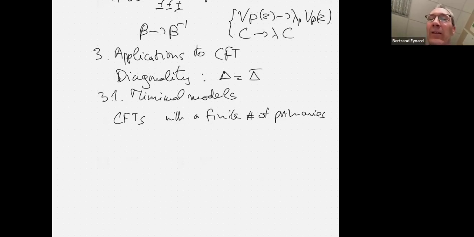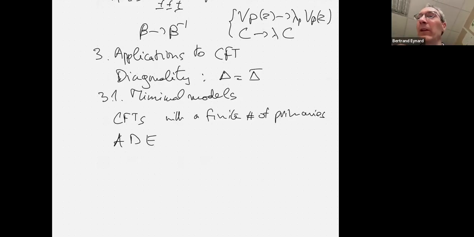It's an ADE classification, meaning you have three series: the A series, the D series, the E series. It doesn't really show that these minimal models exist, because just having a modular invariant partition function is not a sufficient condition for a CFT to be consistent. But in this case, they exist. But now, what do they look like?